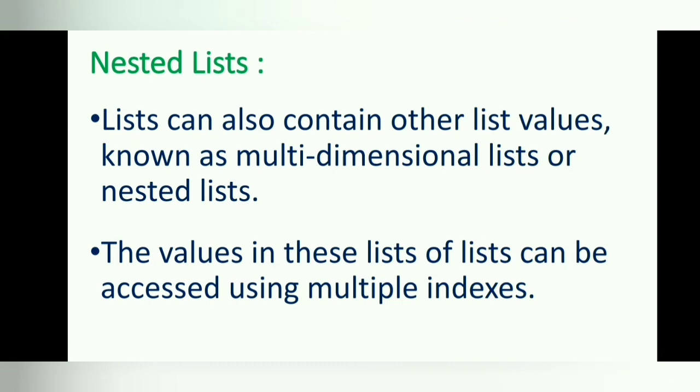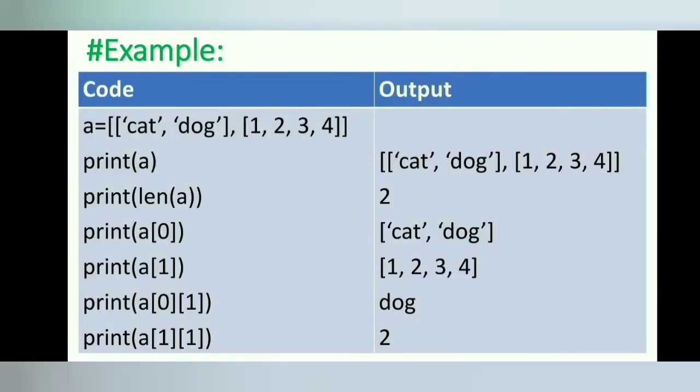Nested lists. Lists can also contain other list values known as multi-dimensional lists or nested lists. The values in these lists of lists can be accessed using multiple indexes. Example. In this example, a nested list is assigned to the variable a. The first print statement, print a, will display the whole list. The next print statement, print len a, will display the length of the list.